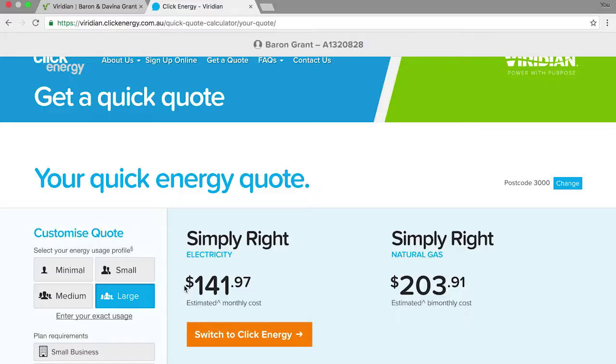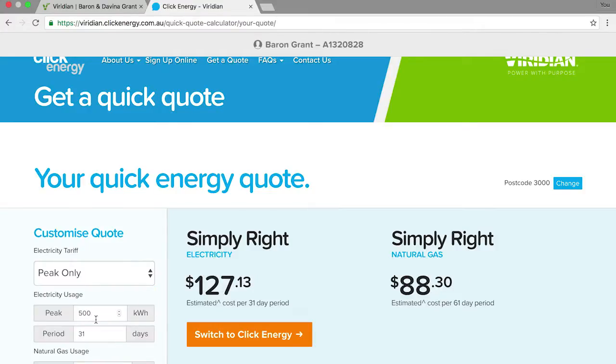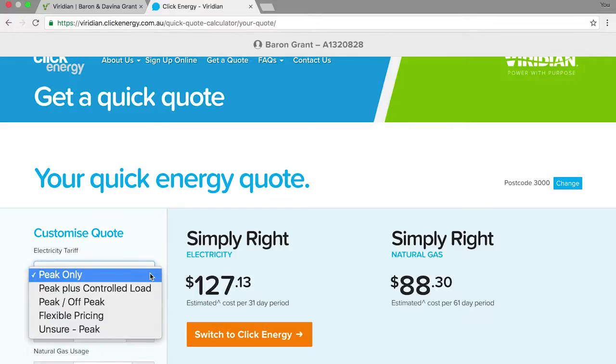But most customers are going to want an accurate bill comparison. In that case, once you have a bill, you can click this button here, enter your exact usage, and then you can proceed to place the exact usage that a customer has. But the very first thing you need to do once you've clicked that button is identify the electricity tariff type that the customer has. I will now go through the ones that are available in Victoria.